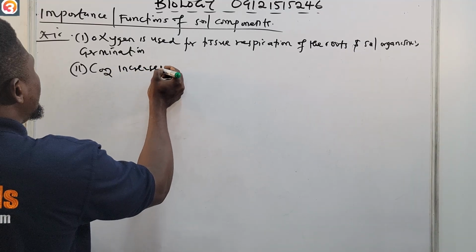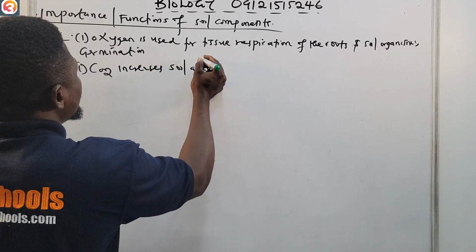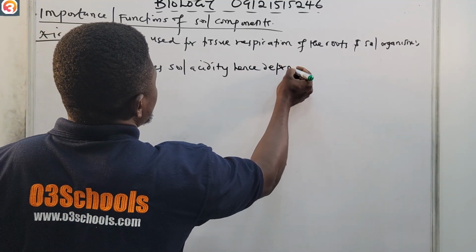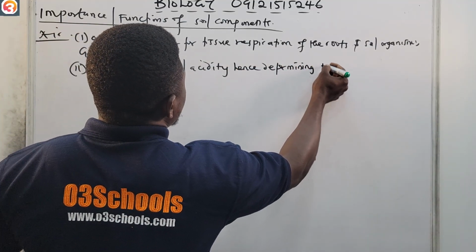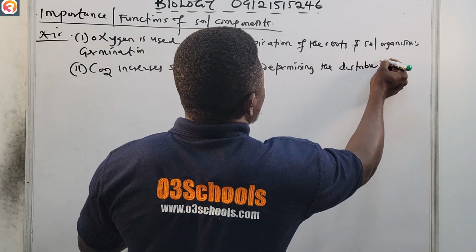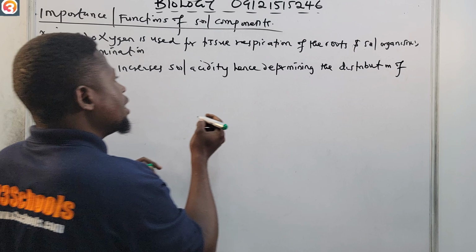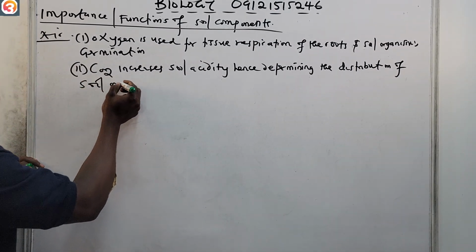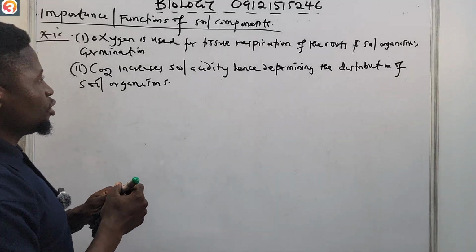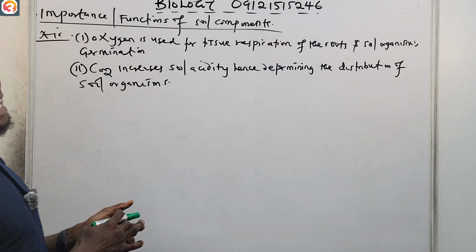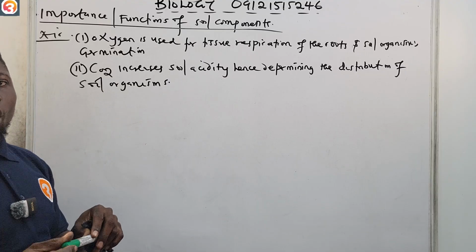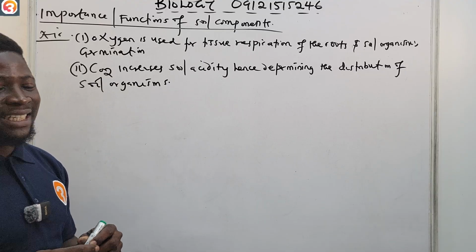CO2 increases soil acidity, hence determining the distribution of soil organisms. So carbon dioxide also increases soil acidity, thereby determining the distribution of the organisms. Then number 3, nitrogen also.